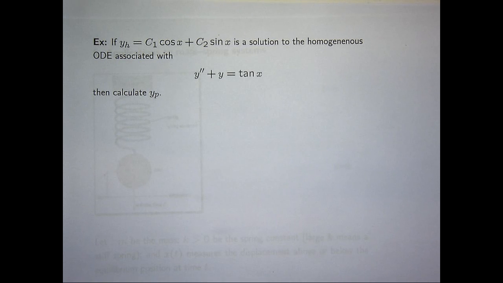Here we're given another second order ODE.